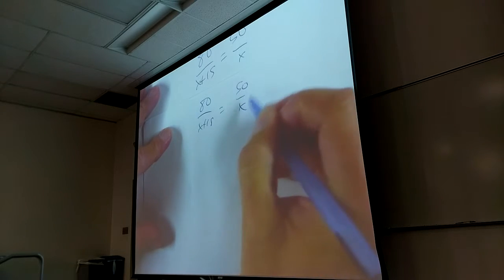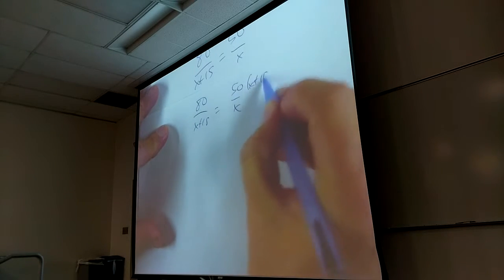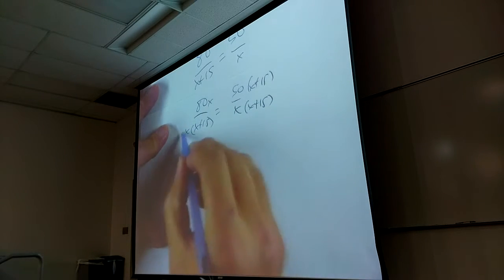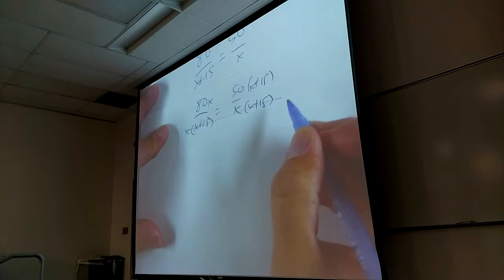What's this guy missing? X plus 15. X plus 15. What's this guy missing? X. And then I would kill these. So what does it look like effectively happened?